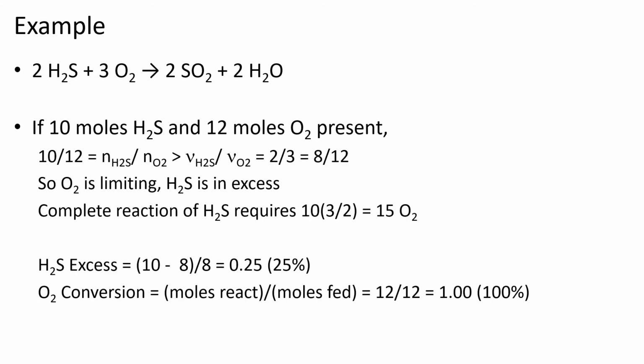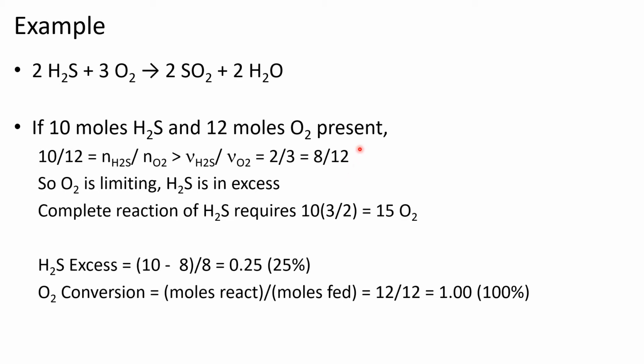Now let's assume that there are 10 moles of hydrogen sulfide present and 12 moles of oxygen present. The ratio of the number of moles of the two species that are present is 10 over 12. If we compare that to the ratio of stoichiometric coefficients for hydrogen sulfide and oxygen, we see that ratio is 2 over 3, or if we multiply both the numerator and denominator by 4, that's 8 over 12.